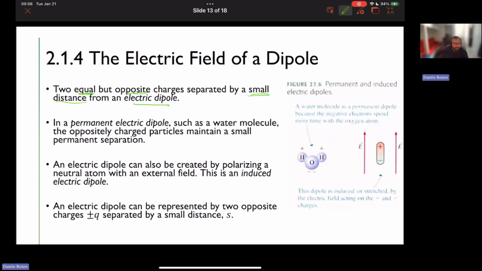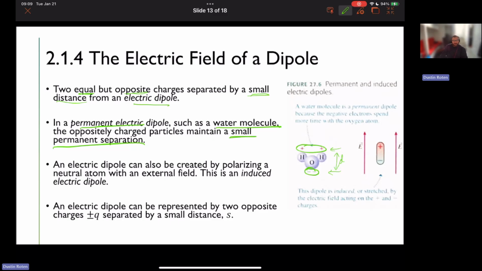We also have a permanent dipole. This is going to be like a water molecule, where we have oppositely charged particles, and they maintain a small permanent separation. Hence the name permanent. It's not going anywhere. It's not temporary. It's a dipole that's always there. You can see in regards to a water molecule over here, this H2O, you'll get a negative charge on one side and a positive charge on the other. So here are your two charges separated by a small distance, and that creates a permanent dipole.